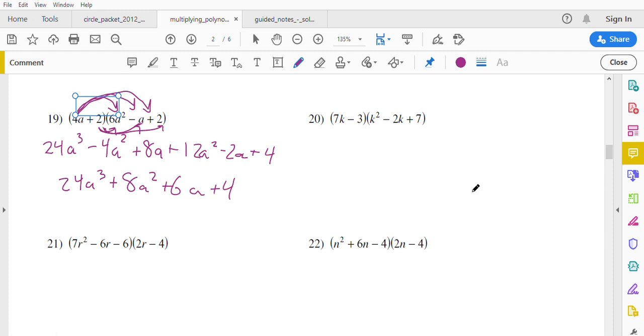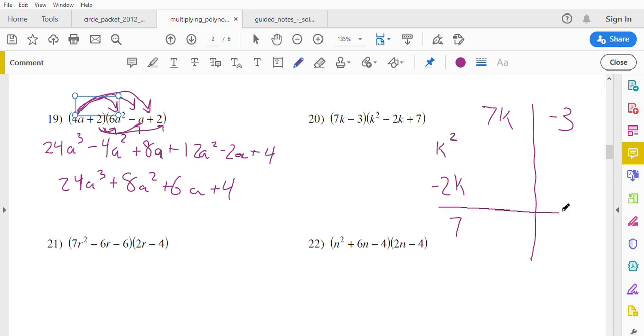Okay, so I'm going to do this last one with the area method, the box method, and then I'll leave you guys to it. You guys can kind of take these as you go. All right, so we're going to have 7k and negative 3. What am I going to have? I'm going to have k squared. I'm going to have negative 2k. And I'm going to have 7. Okay, again, I should have 1, 2, 3, 4, 5, 6 answers.